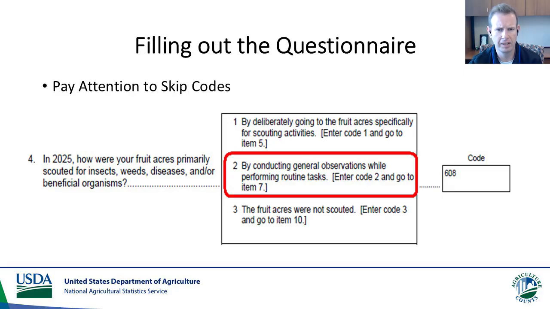In this question, if the operator says they only scout for pests while doing their work, this would indicate the value 2 should be answered and you would skip to question 7 per the text circled in red. Overall, make sure you're familiar with the questionnaire and skip codes to avoid extra work for you and lessen the respondent burden.